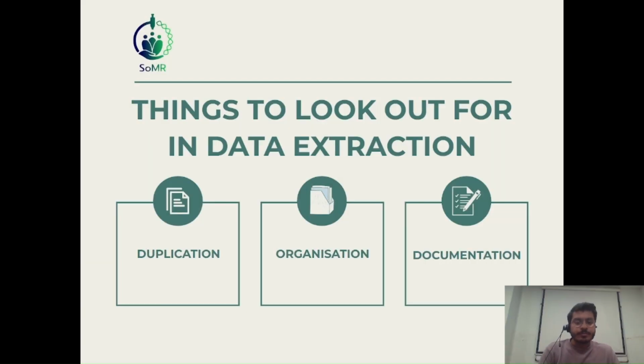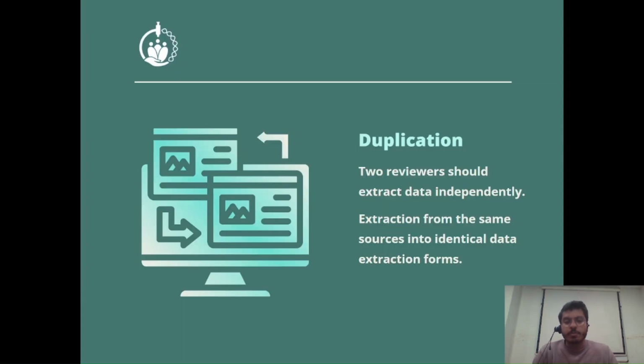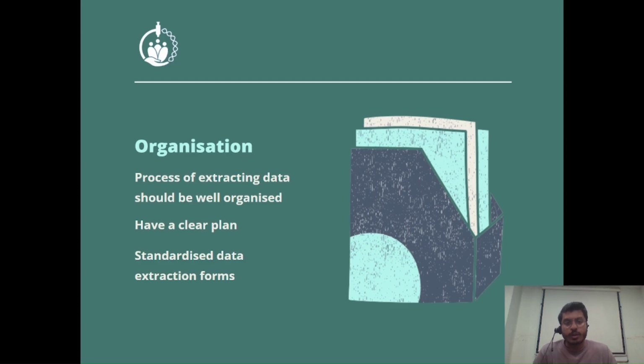Moving forward, there are certain things that you have to look out for in data extraction, and they are duplication, organization, and documentation, which I will go through one by one. So first is duplication. So what is duplication? This is something that I've talked about before as well. So instead of having one reviewer extracting data from a certain study, we have 2 to 3 independent reviewers who extract data from those studies in independent, identical extraction sheets, right? So that is how we duplicate the data and we ensure transparency and we ensure reliability of the data that is being extracted.